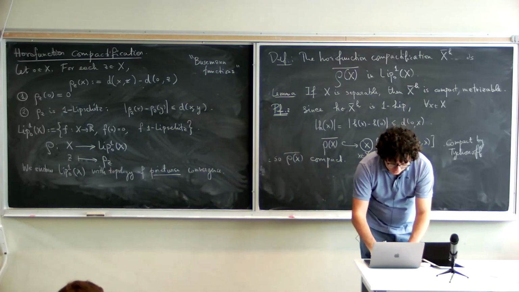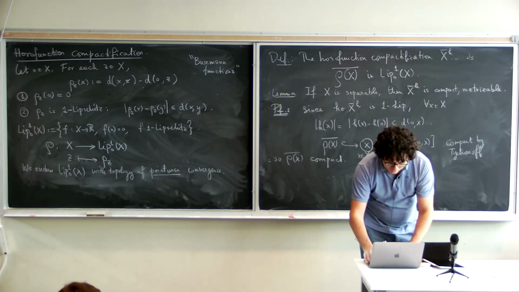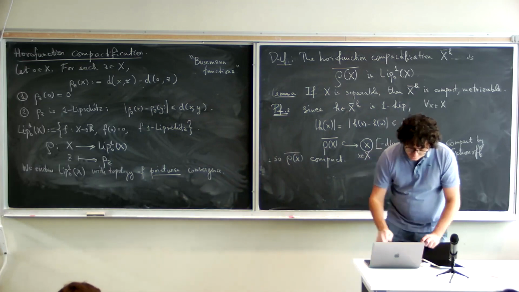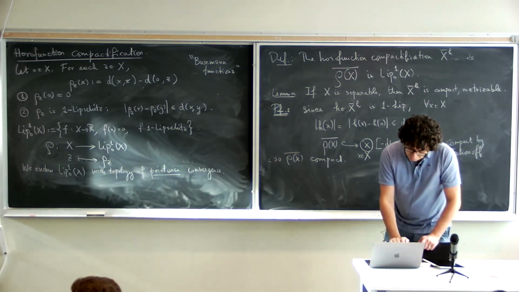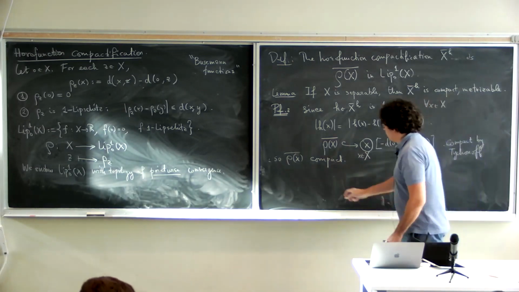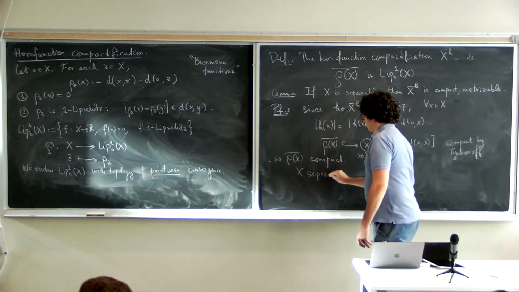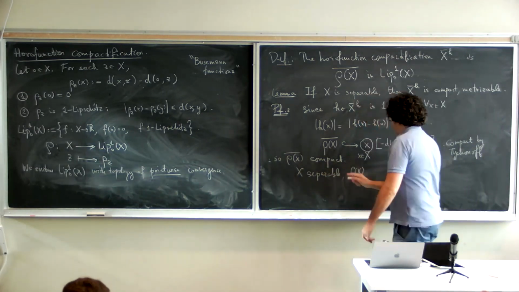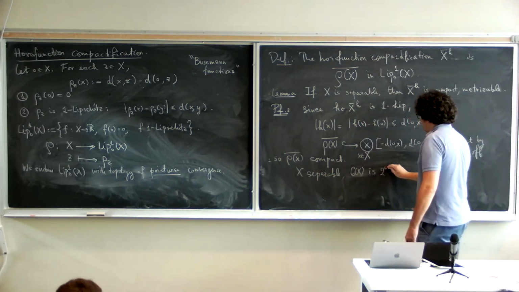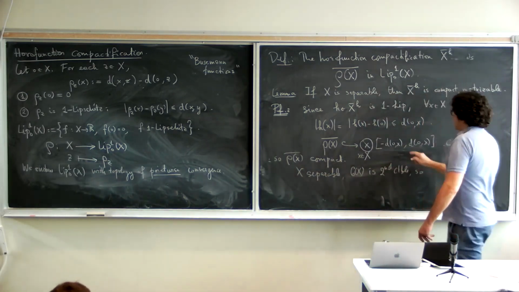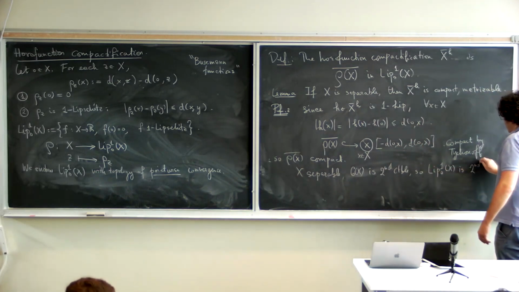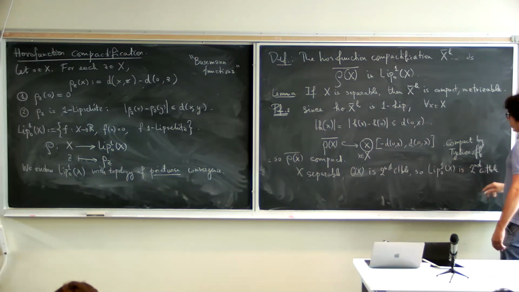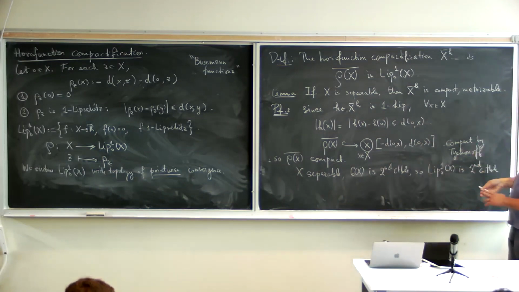If we state it correctly, yeah, so it's second countable. So if X is separable, then the space C of X, the space of continuous functions, is second countable. And so this one is also second countable. And it's Hausdorff. So this is Hausdorff and second countable. So it's metrizable.